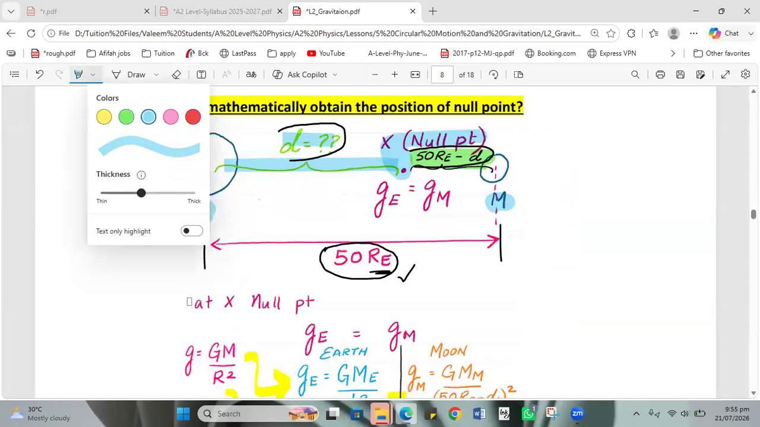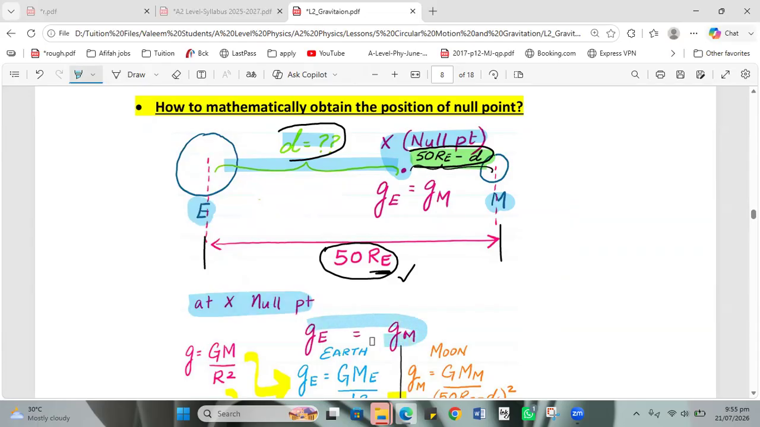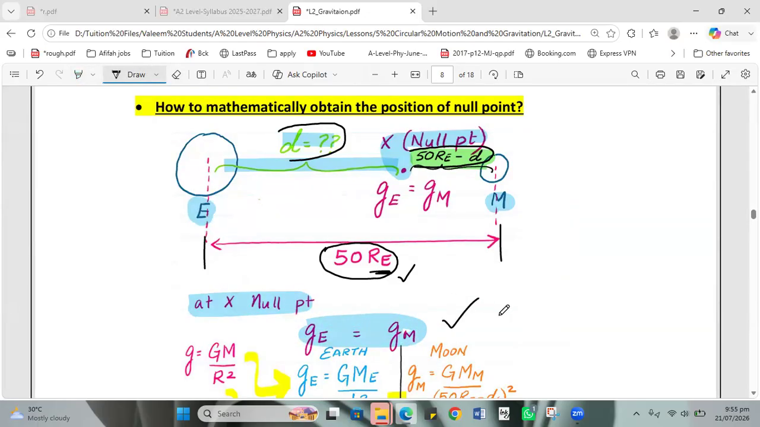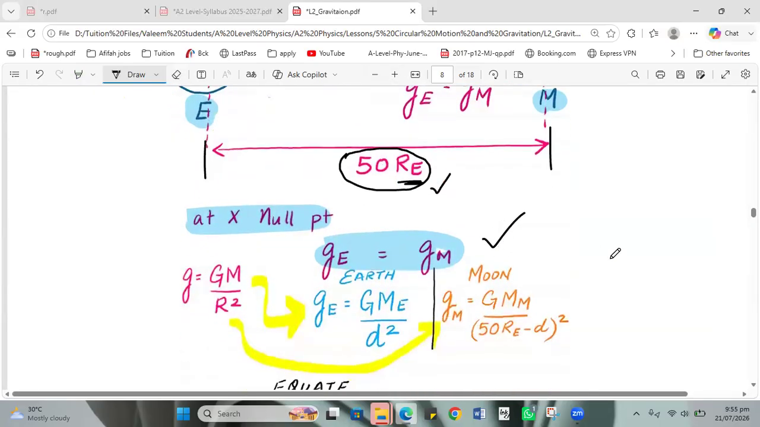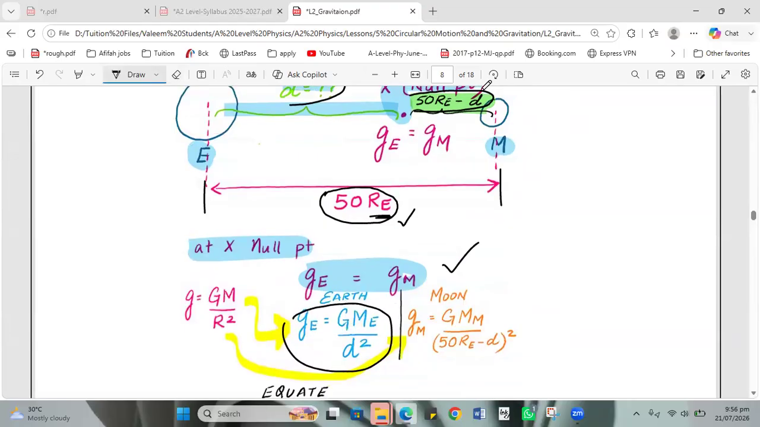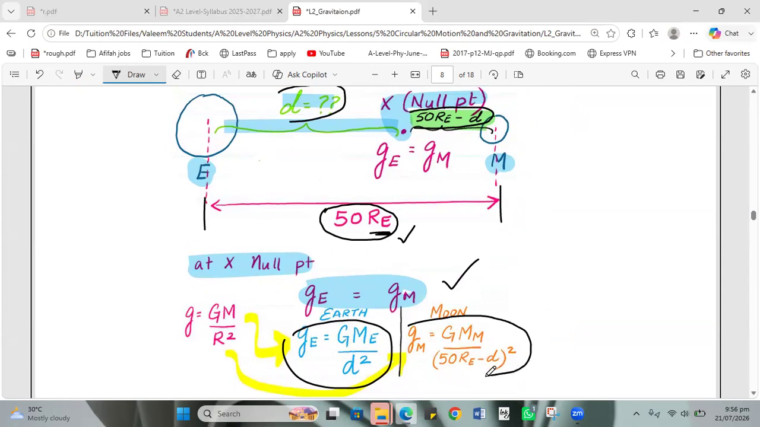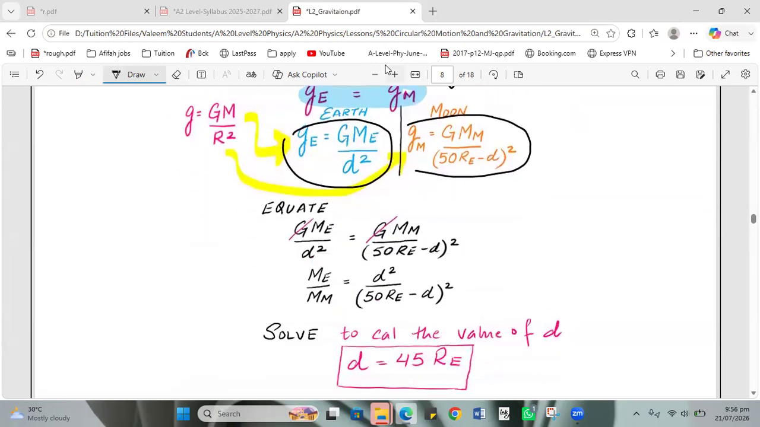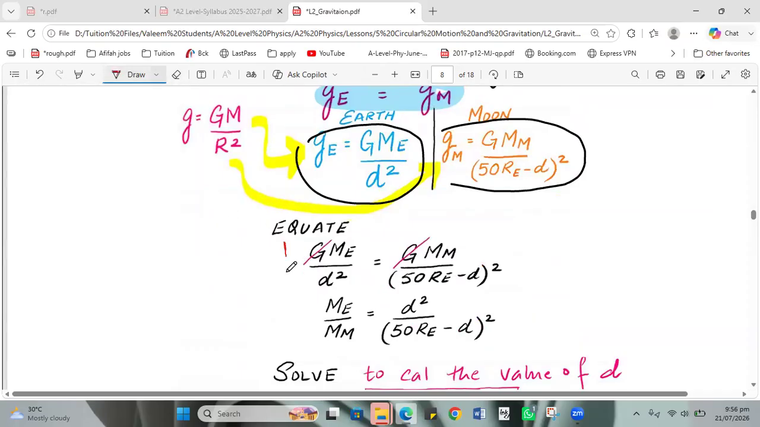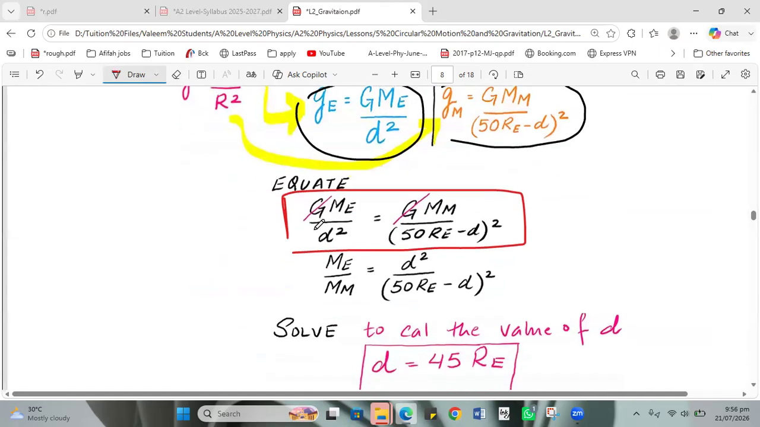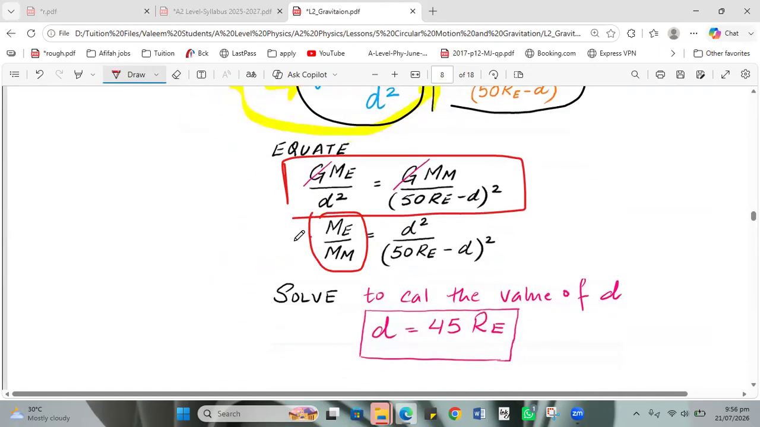You're going to start with the null point. At the null point, gravitational field of Earth and Moon are equal to each other. We know this. Let us substitute the formula for the gravitational field, which is GM upon r squared. Now for Earth, the distance between the null point and the Earth is what? It's D, according to the diagram. And the distance of the null point from the moon is (50 RE minus D) whole square. Just equate them. Simplify, G cancels out. You can bring the masses on both sides. The masses will be given to you. And that's it. You can solve and find D mathematically.